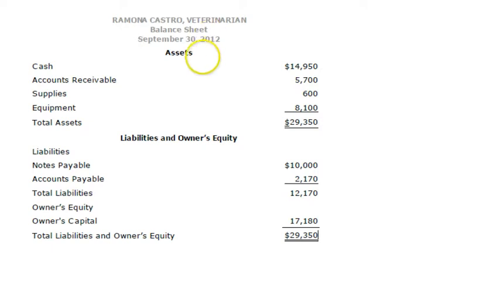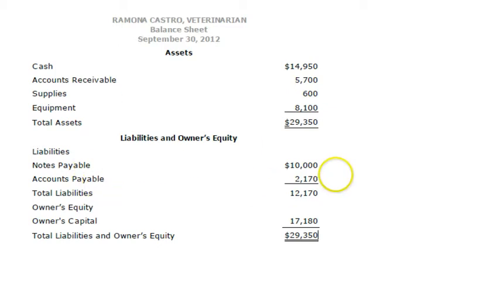And a balance sheet shows assets equaling liabilities and owner's equity, and right off we'll notice our assets equal our liabilities and our owner's equity. We just pulled the total accounts balances off the bottom of the worksheet. Cash, accounts receivable, supplies, equipment, total assets $29,350. Good formatting techniques with dollar signs and underlining.